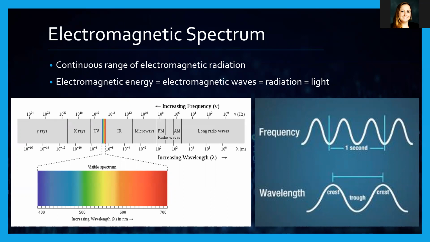Wavelength is measured as the distance between the 2 crests. Wavelength can also be measured as the distance between the 2 troughs instead of the 2 crests. Energy is measured in electron volts, which is the amount of kinetic energy required to move an electron through 1 volt potential, but that's beyond the scope of this course.